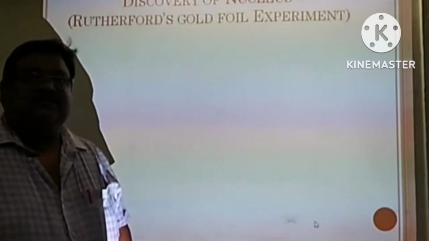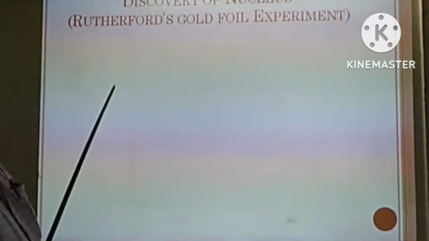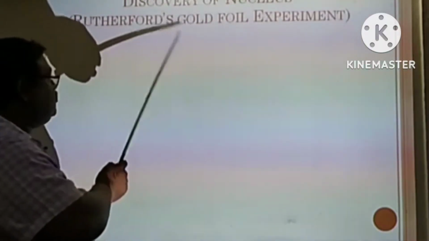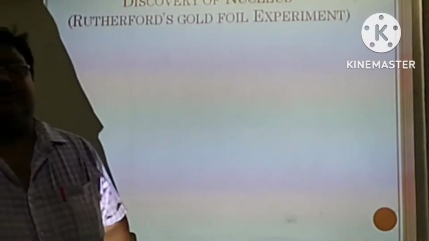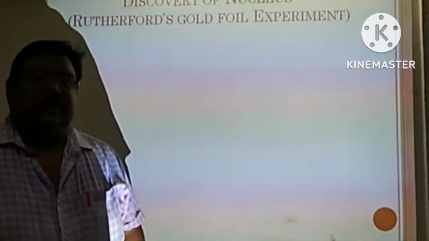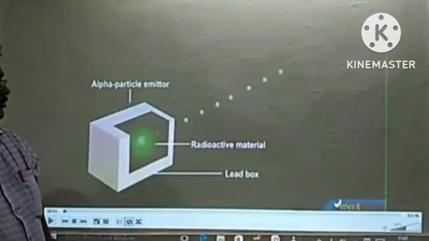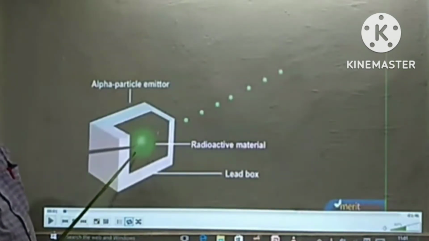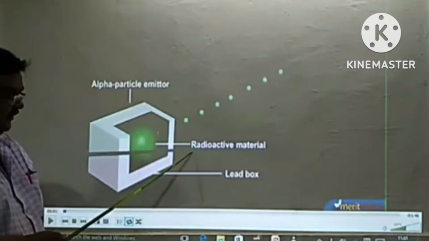The nucleus of an atom was discovered by the scientist Rutherford. It is also called Rutherford's gold foil experiment. Rutherford took a very thin gold foil, and the gold foil was bombarded with a large number of alpha particles. He took a lead box inside which there was an alpha particle emitter, a radioactive material.